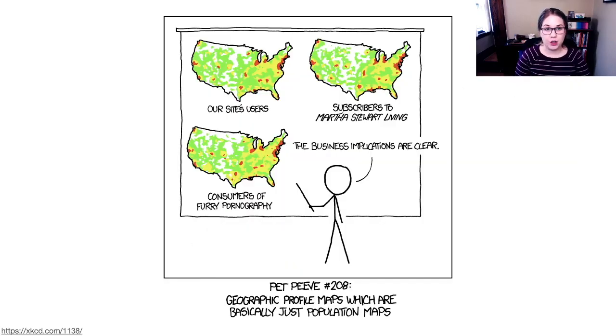This is a cartoon from XKCD that is laying out some of the problems with heat maps. One thing that you want to be really careful with is making sure that your heat map is not just a population map. So if you have a map of the site's users and also a map of subscribers to Martha Stewart Living, they are going to be concentrated in high population areas. So you don't want to say there's some correlation is causation, and think that you have this great pattern, because there's just going to be a lot of people in a particular group in a particular area that has high population density.